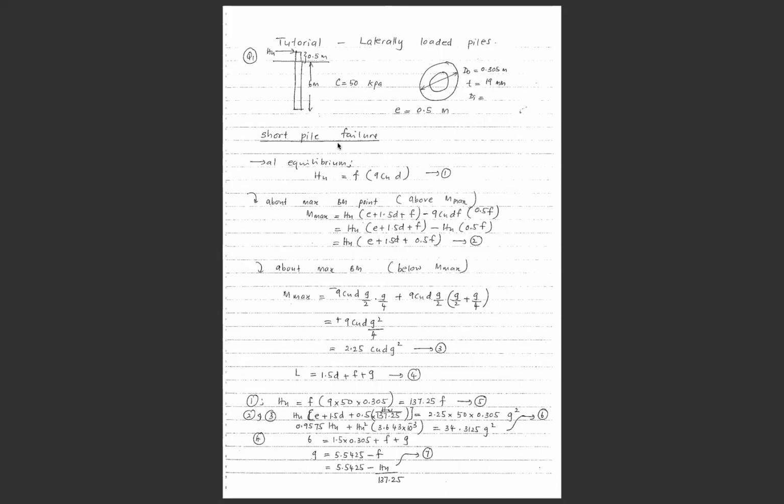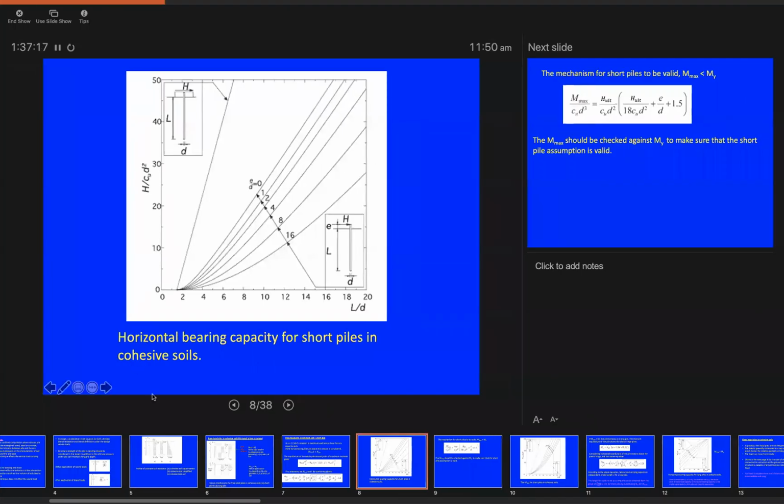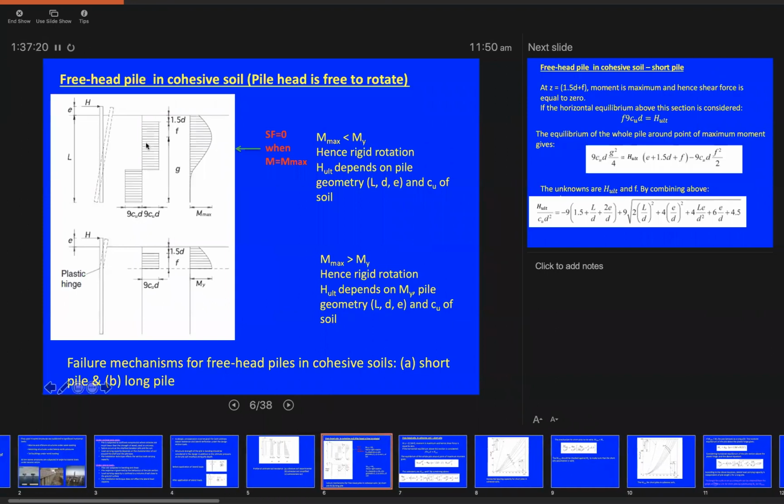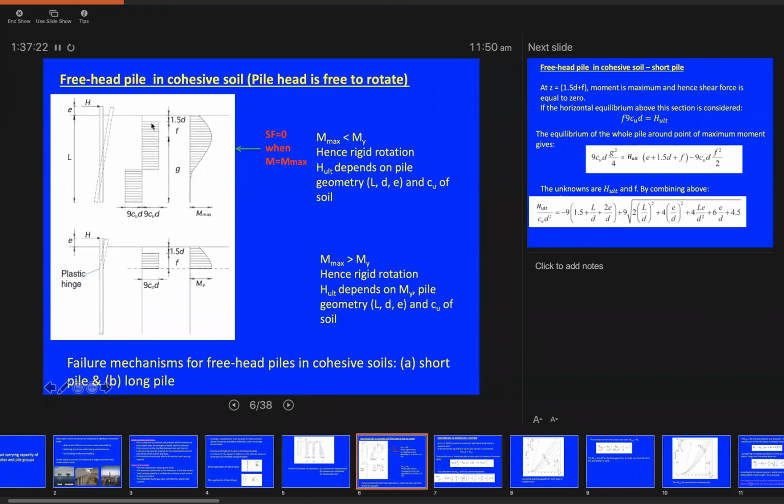So considering the short pile failure scenario, as we said, we're going to solve these questions from the first principle, using the first principle of static equilibrium. In this principle, we need to form equations. And one of these equations will come from the sum of the horizontal forces on the system. If we go back to the lecture notes, to this slide here, we can see that the sum of the horizontal forces on the system is equivalent to the H ultimate, the ultimate horizontal load, and the soil reactions.